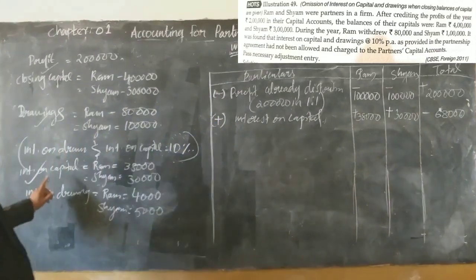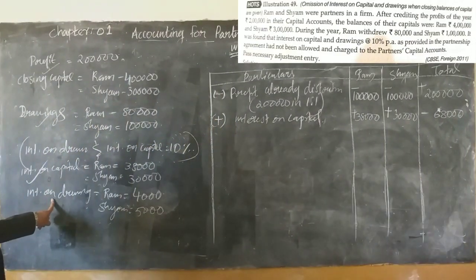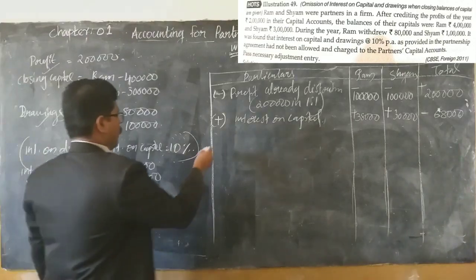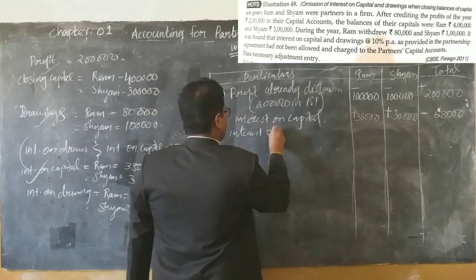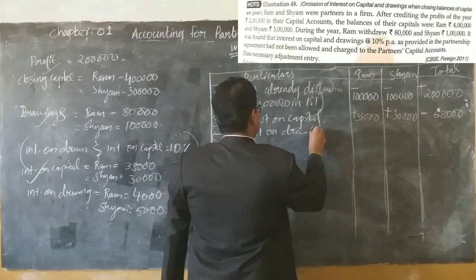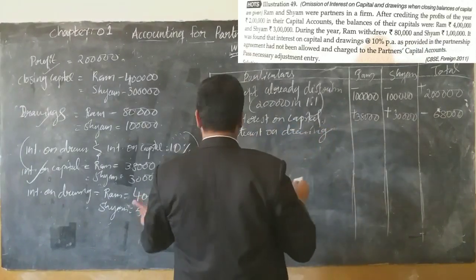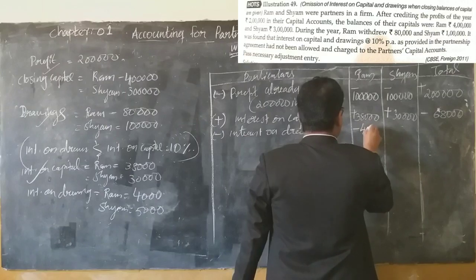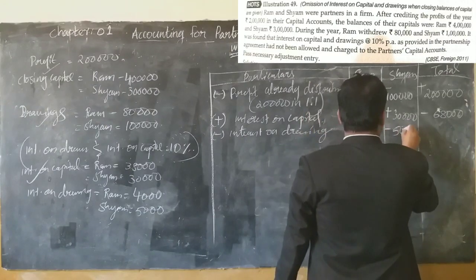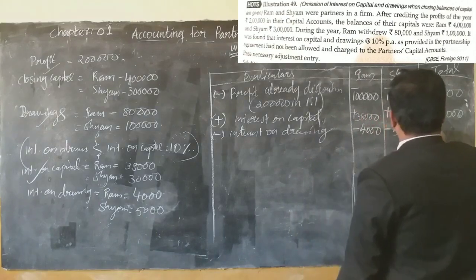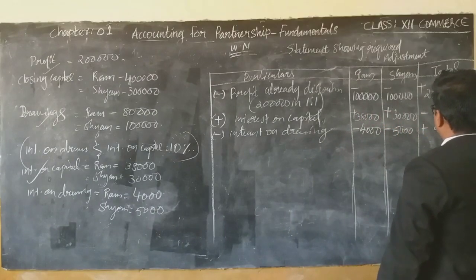And the next one, interest on drawing. Interest on drawing will be debited in the partners' capital account. That means we will charge it against their capital account only, so we will deduct it. What about interest on drawing? Ram's interest on drawing 4,000, so we will deduct 4,000 here, and from Shyam we will deduct 5,000. So in our account a total of 9,000 will be increasing.